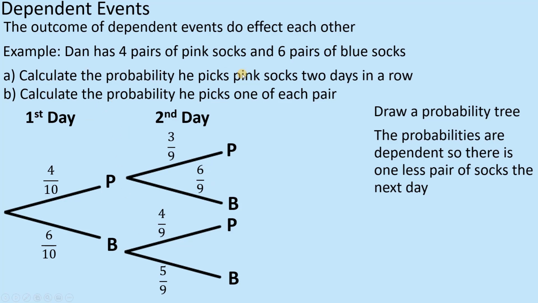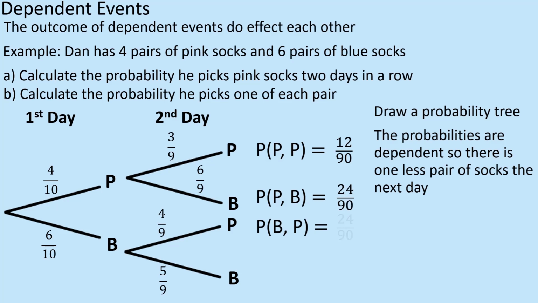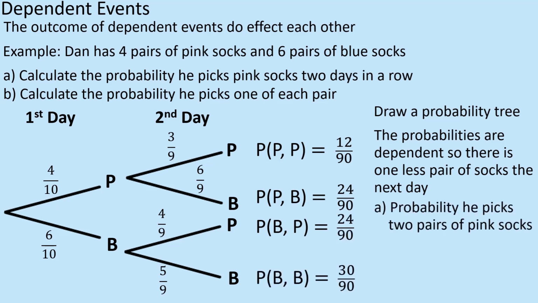So calculate the probability he picks pink socks 2 days in a row. So it's going to be 4/10 times 3/9. So here we go, which is going to be 12/90. So 4 times 3 is 12. 9 times 10 is 90. And it does simplify, but because it's probability, I think we're going to leave it. And then underneath, we're going to do the next one and the next one. I think we're just putting them all in. Yeah, we are just going to put them all in. So answering the first question is this one, so it's 12/90. All right, so let's have a look at the next one.